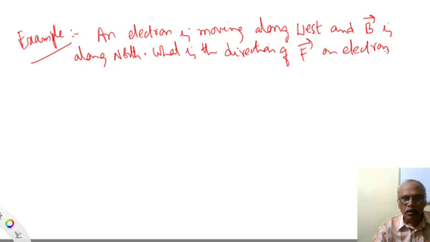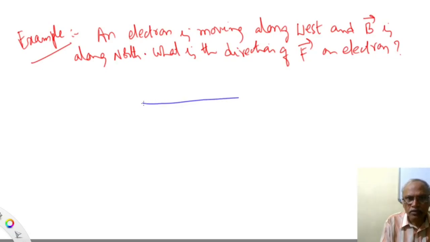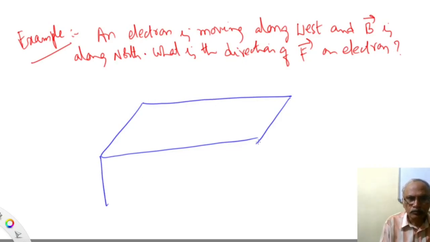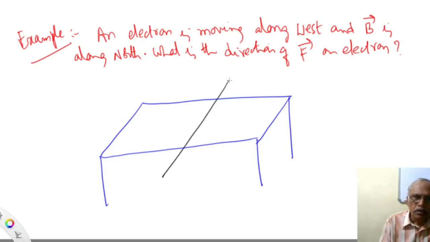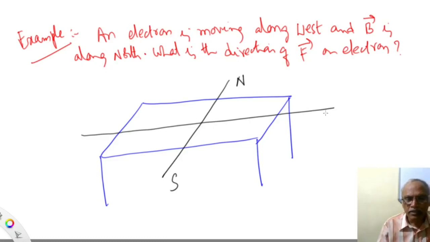How to decide? First, north, south, east, and west. For example, this is a horizontal plane surface, like the surface of a table. How do we represent north, south, east, and west? This side is north, this side is south. Then tell me, what is the right side now?